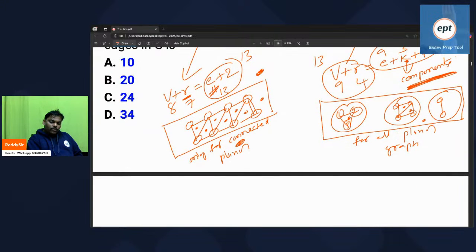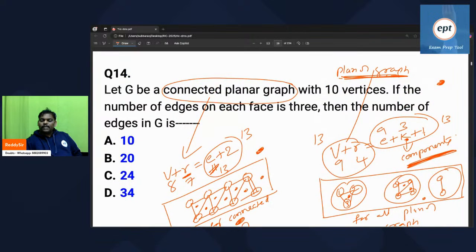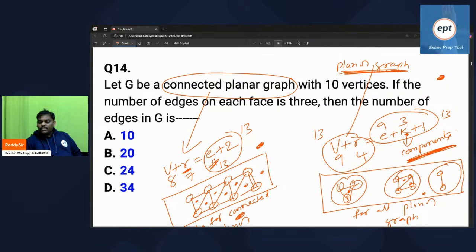According to the given problem, because it is connected, V plus R is equal to E plus 2. That is the first equation. Can you see the second equation? If the number of edges on each face is 3, it means every region has degree 3.